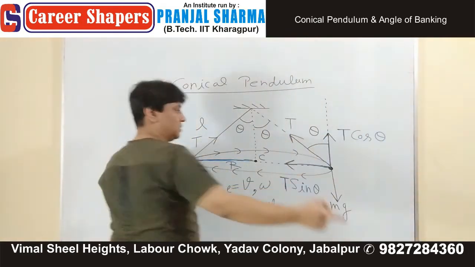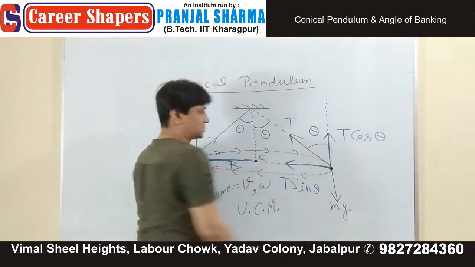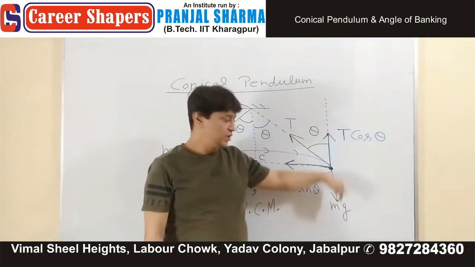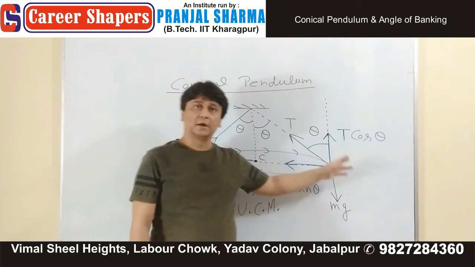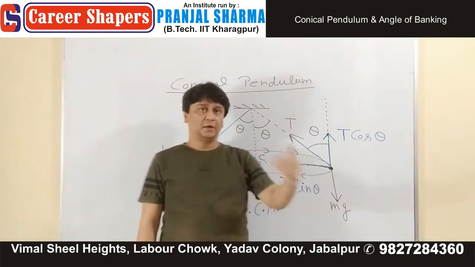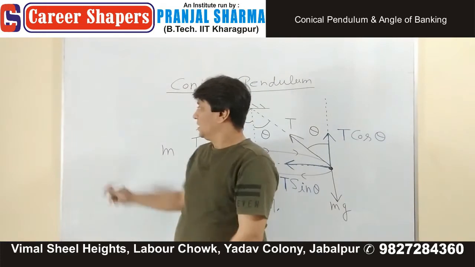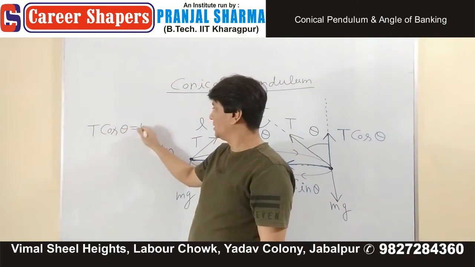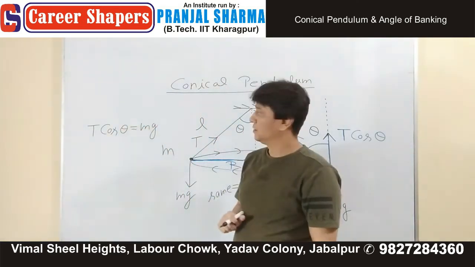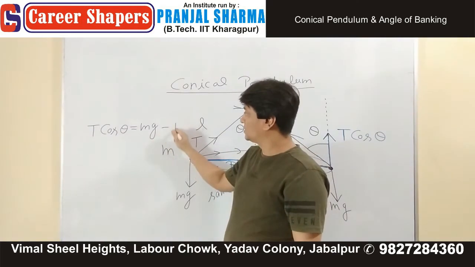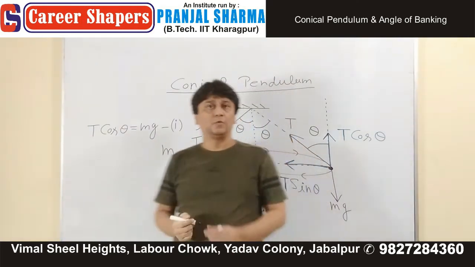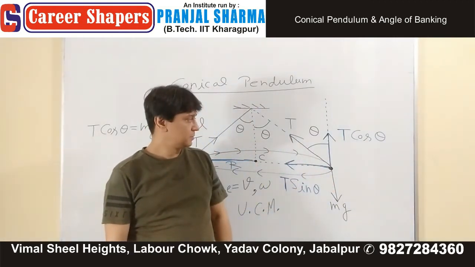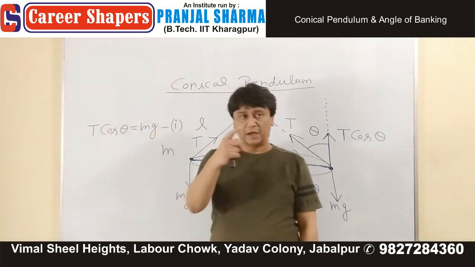then it means what? What is the vertical force acting on the object? One is T cos theta, vertically up, mg down. But we said that this object neither goes up nor down. That means T cos theta is balancing the weight of the body. This is the first equation we got with the help of the free body diagram. Write down this and then a statement.